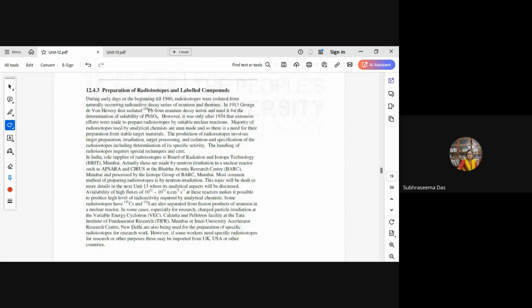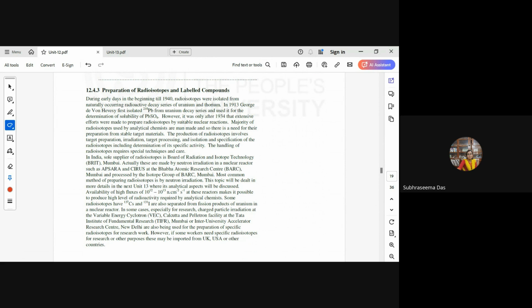Particularly in India, the sole supplier of radioisotopes is BRIT, that is the Board of Radiation and Isotope Technology in Mumbai. These are made by neutron irradiation in nuclear reactors, namely Apsara and Cirus at the Bhabha Atomic Research Centre, that is BARC, Mumbai, and they are processed by the isotope group present in BARC.